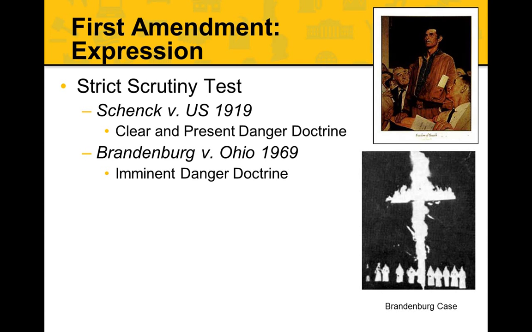And so you have these 12 hooded figures gathered around a large burning cross making speeches about revenge on the government, about sending people back to Africa, back to Israel. And this Ku Klux Klan meeting was led by Clarence Brandenburg. He's later convicted of assembling to advocate crime, violence, or unlawful terrorism as a means of accomplishing political reform. So he's found guilty by the state of Ohio.